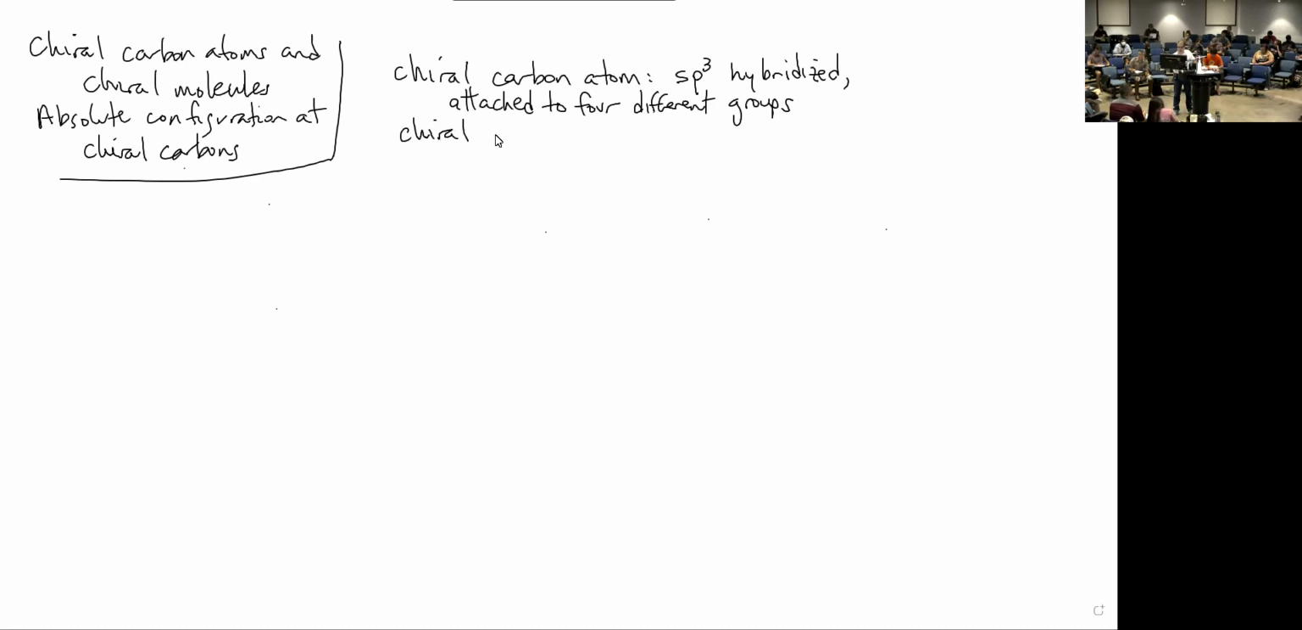For an entire compound to be chiral, in general, it's going to contain 1 or more chiral carbon atoms and be non-superimposable on its mirror image. Non-superimposable.